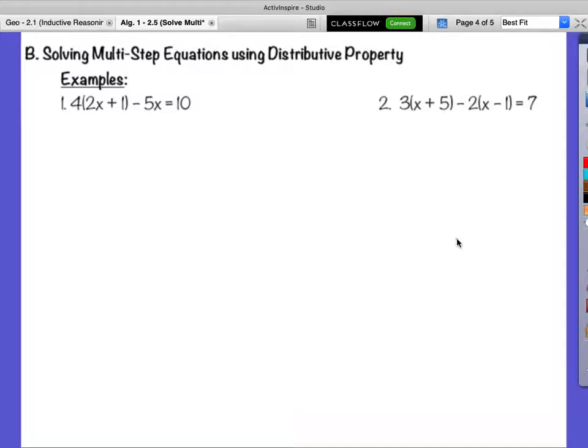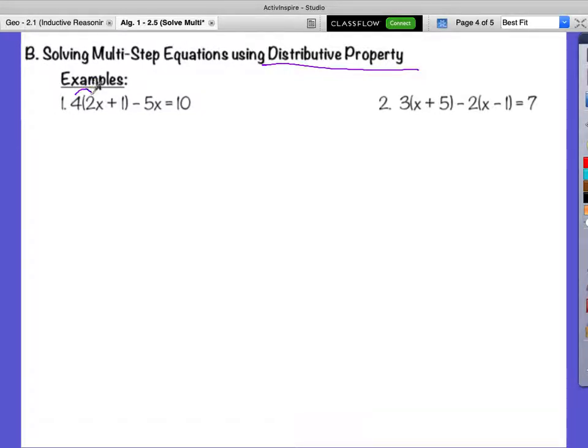Examples. 4 times the quantity of 2x plus 1 minus 5x equals 10, okay? So we have to use the distributive property, okay? So our first step is going to be distributing here. What are we going to distribute to what? 4 to 2x and 1, but not to the negative 5x, right? No. Why not? Because it's not in parentheses. Very good.